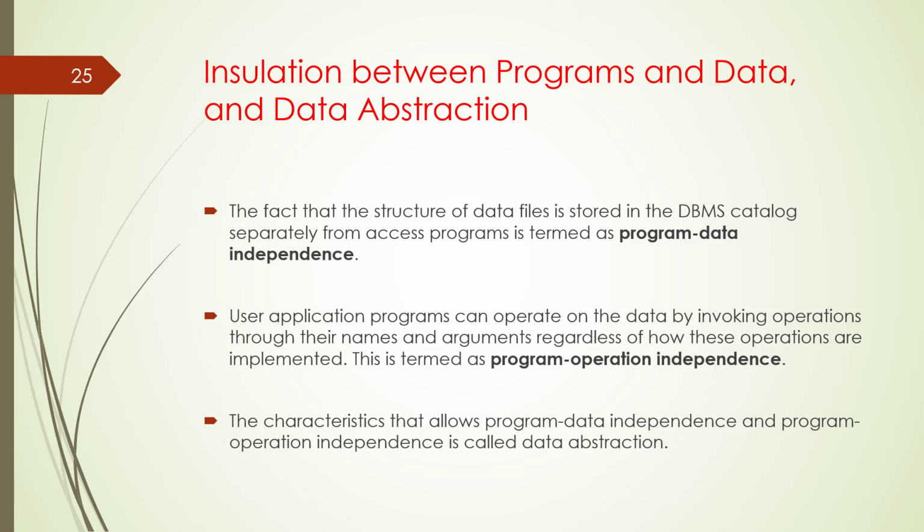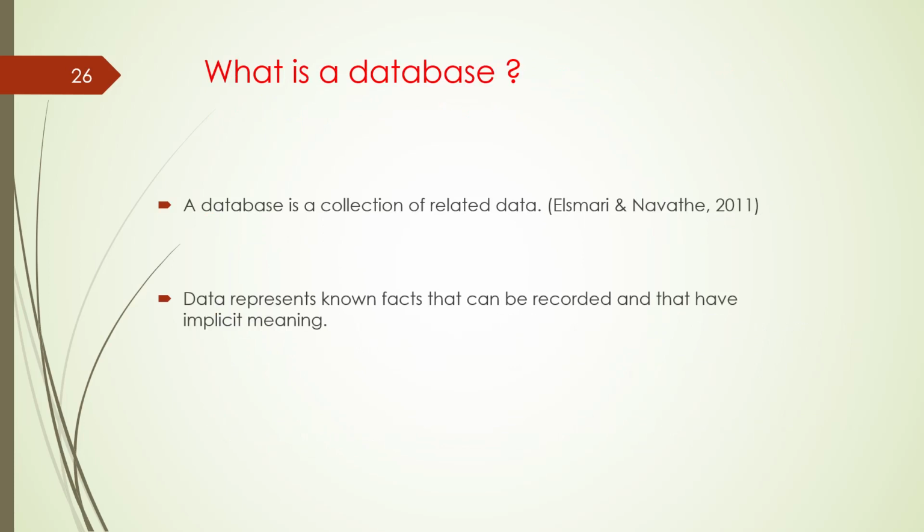So we move on to the next concept, which is insulation between programs and data, and abstraction. These days, data and the computer program that works on that data are stored separately, so that you have program-data independence and program-operation independence. So what is a database? A database is a collection of related data. Data represents known facts that can be recorded and that have implicit meaning.